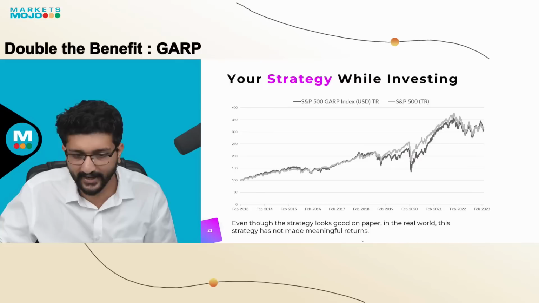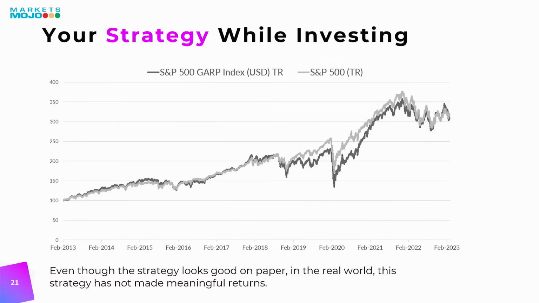If you see here, this black line is the GARP index. It actually took a big dip over here during March, COVID. It did rise well, but it did not break the S&P 500. That does not mean it's a bad approach, but it's not a very superior approach. It did not break the S&P 500 index when it went down, but here you can see it's trading in a very similar range.